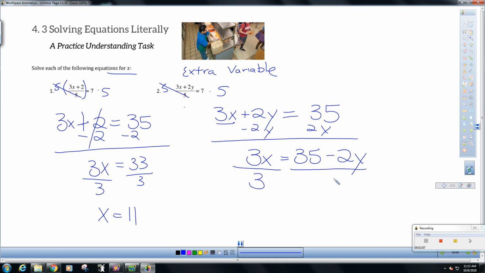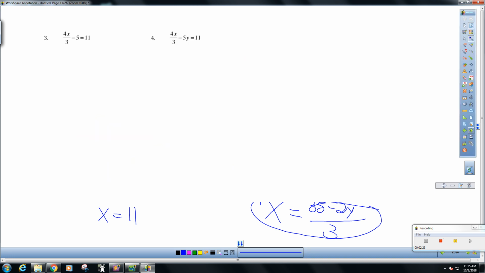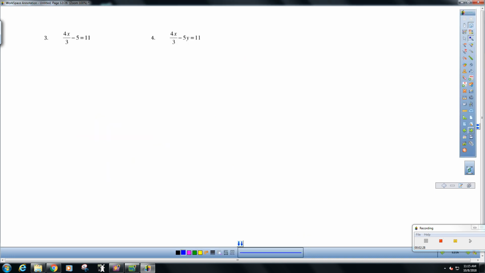X is being multiplied. How do you get rid of multiplication? You divide. 3 divided by 3 is 1. And that gives us x equals 35 minus 2y divided by 3. Notice the answer is in terms of y. Okay?